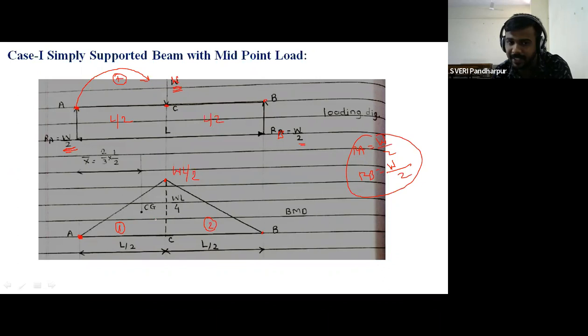But whether there is any change in triangle number 1 and 2, whether there is any change? Here this is L/2, here also this is L/2. What is the height of both triangles? WL/4. There is no change.